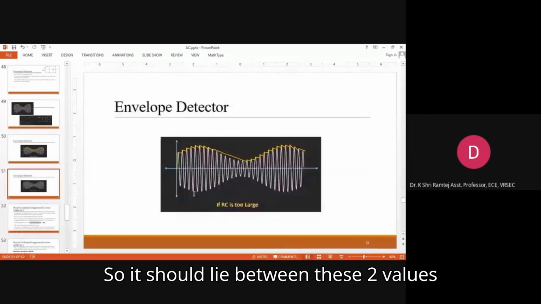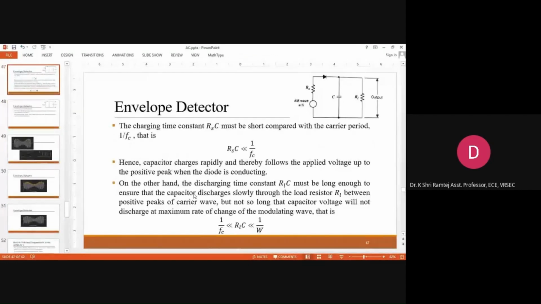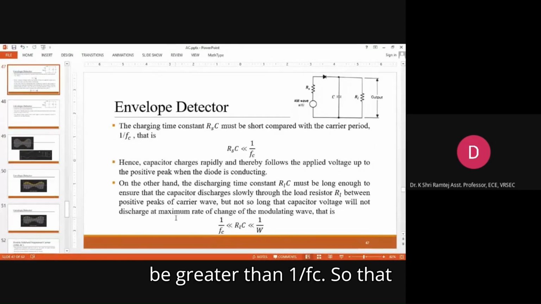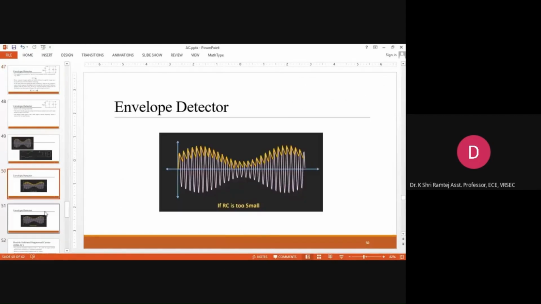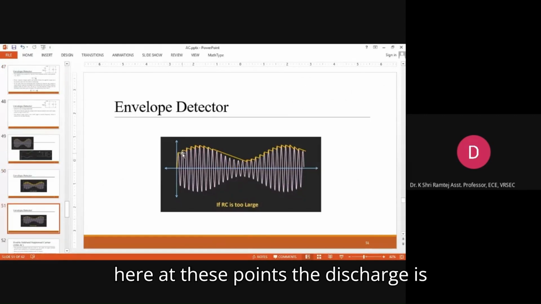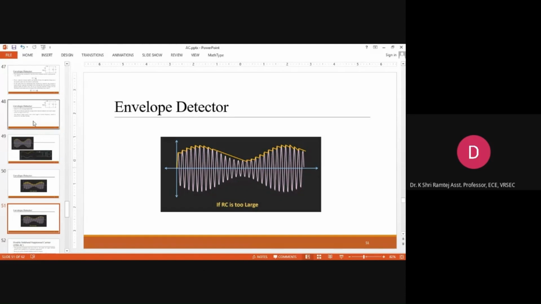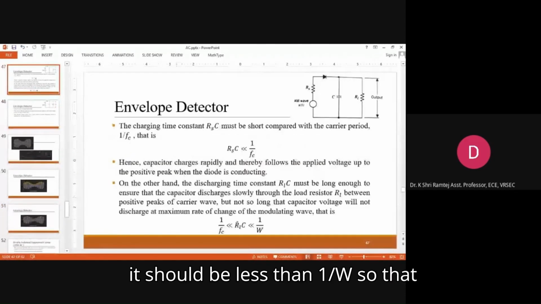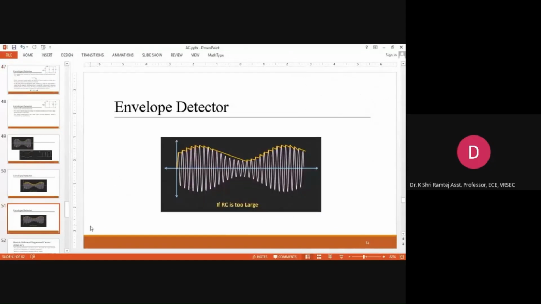So it should lie between these two values, 1 by Fc and 1 by W. It should be greater than 1 by Fc, so that at these points the discharge is slow, and it should be less than 1 by W, so that it will also track these points.